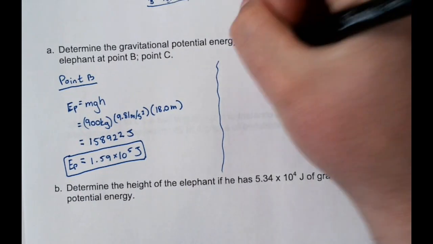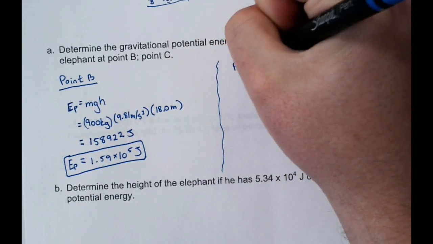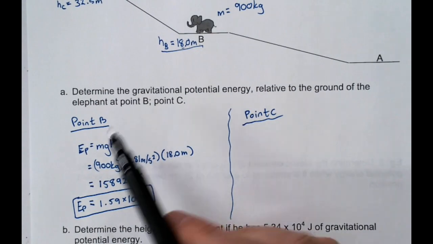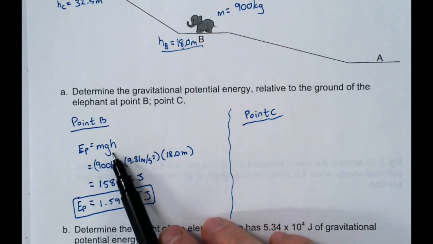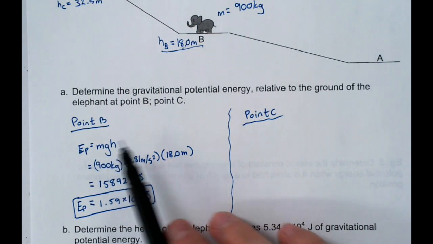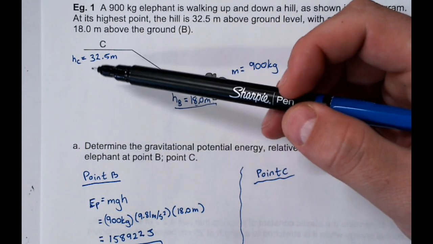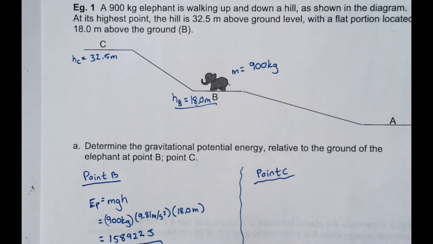I'm going to leave point C for you to do. The only difference with point C is, again, your mass stays the same and your acceleration due to gravity is the same, but your height, instead of being 18 meters above, is now 32.5 meters above. So that's for you to find out.